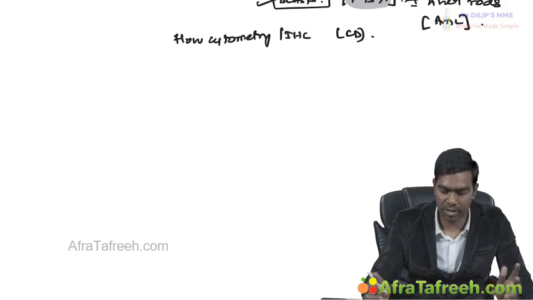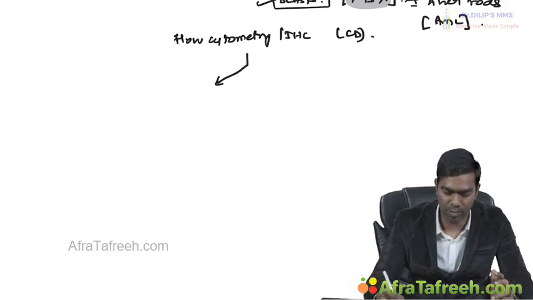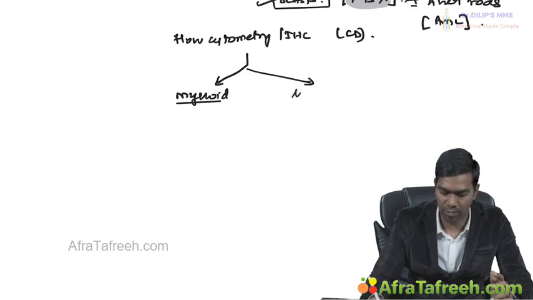For example, there are certain immunophenotypes that you can tell in flow cytometry. For example, what will be the features of myeloid lineage and what are going to be the features of the lymphoid lineage.